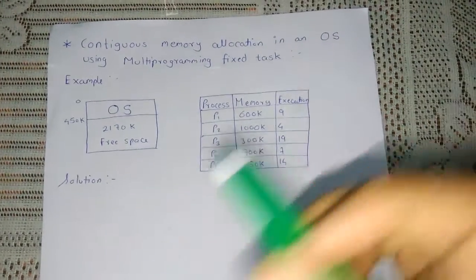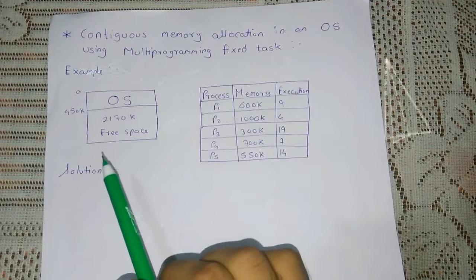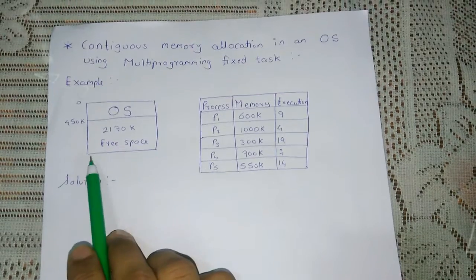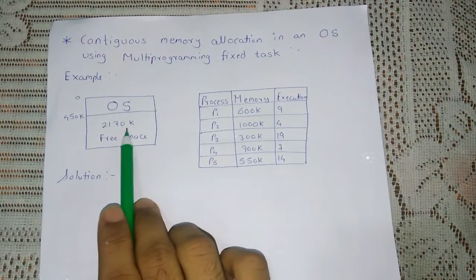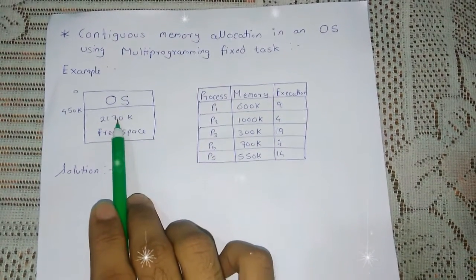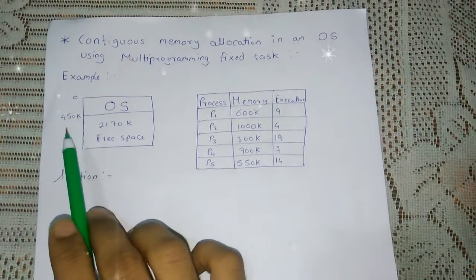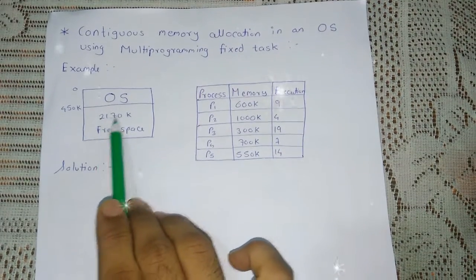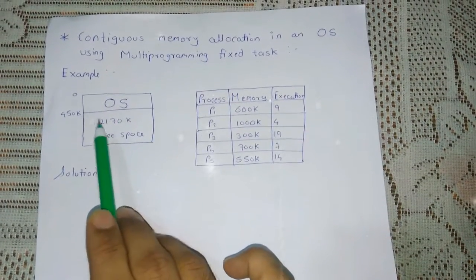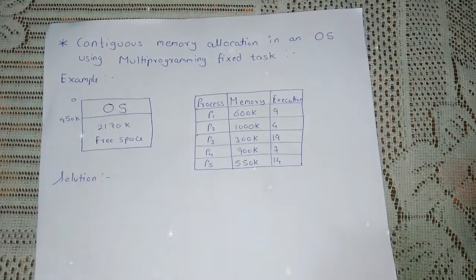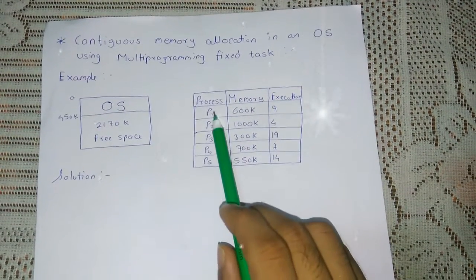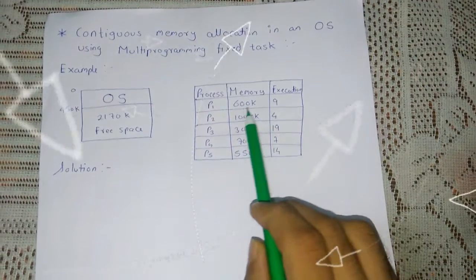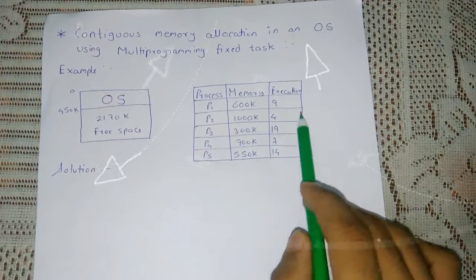So friends, let's move toward an example. This example is related to multiprogramming fixed tasks of contiguous memory. We have a total memory of 450 plus 2170 KB, that is a total of 2620 kilobytes. The operating system occupies 0 to 450 KB and the free space is 2170. The total of these two is 2620 KB. Consider this table. These are the processes based on arrival time P1, P2, P3, P4 and P5, with their respective memory requirements and execution times.